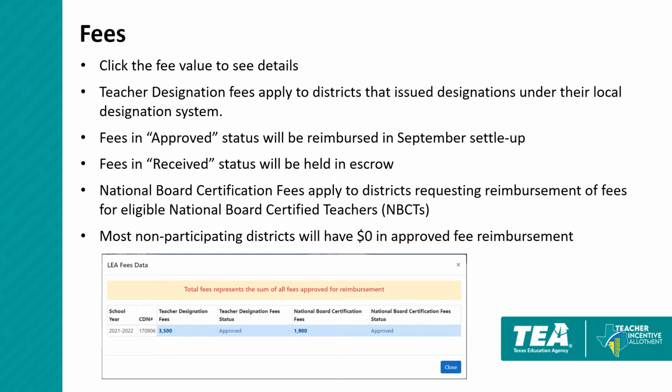Fees in approved status will be reimbursed in September settle-up. Fees in received status will be held in escrow. These apply if a district's designations or system was not approved for that school year. National Board certification fees apply to districts who have requested reimbursement of fees for eligible NBCTs in their district. Most districts not participating in TIA will have $0 in approved fee reimbursement.